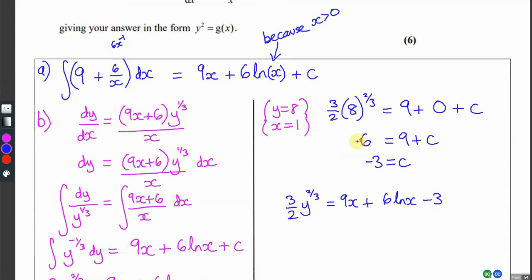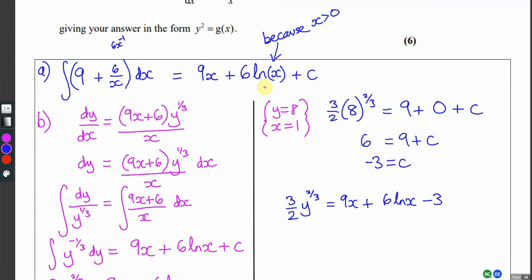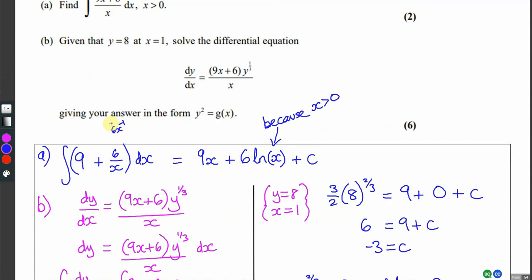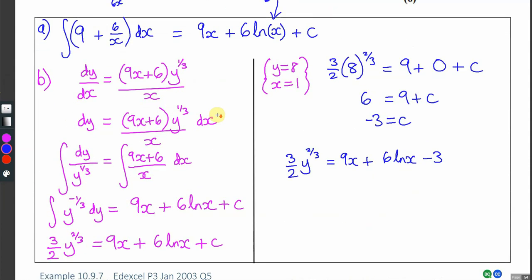Now it's always a good habit to check the question before you move on. Make sure you've done everything it asked you to do. So we need to give our answer in the form y squared equals a function of x. There's a bit of work to be done here. I'm going to try and finish off the question first rather than just watch me do it, so pause the video if you need to do that.